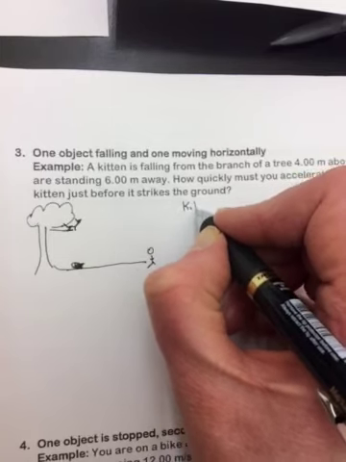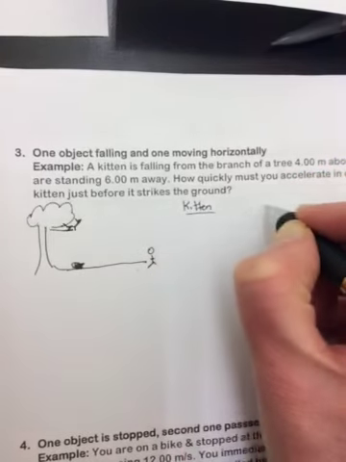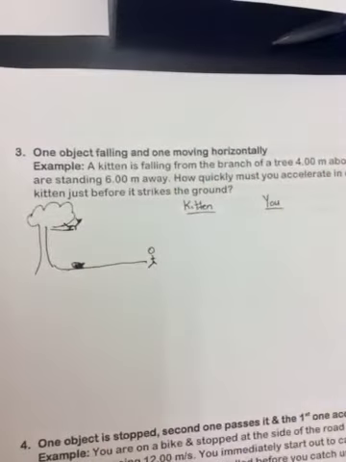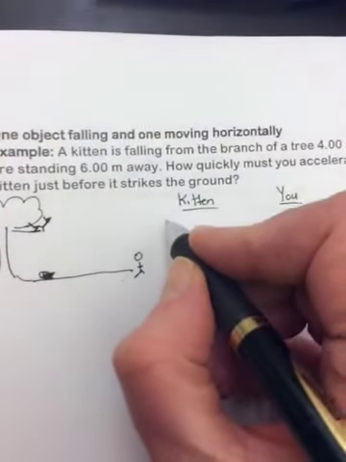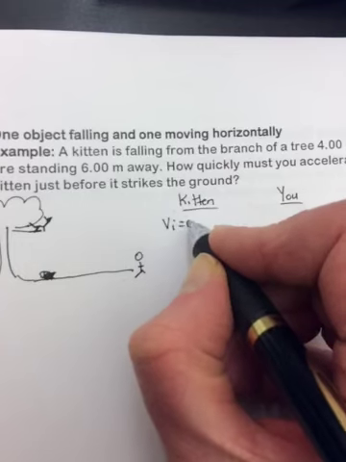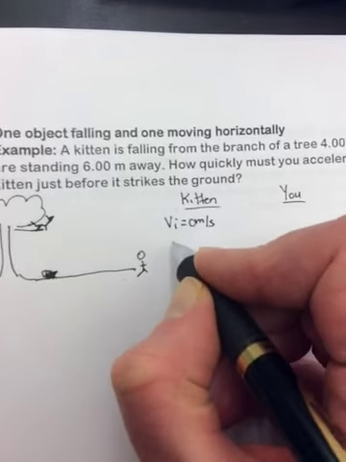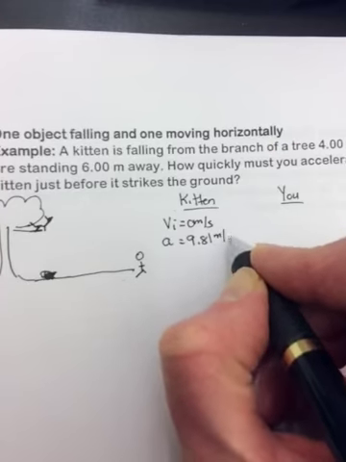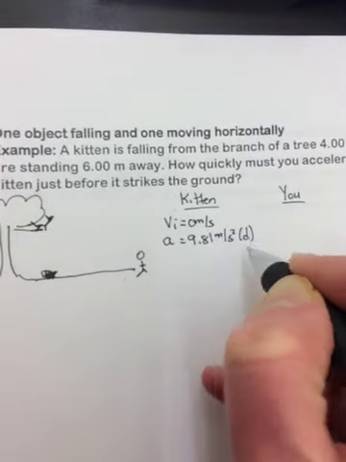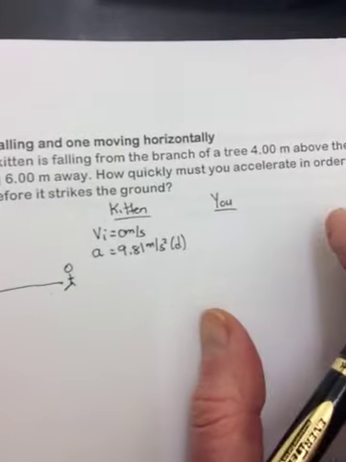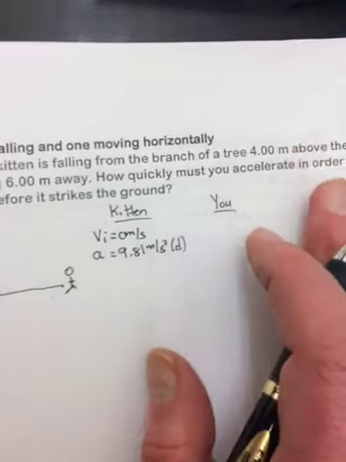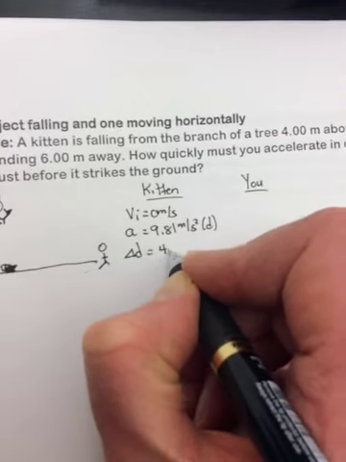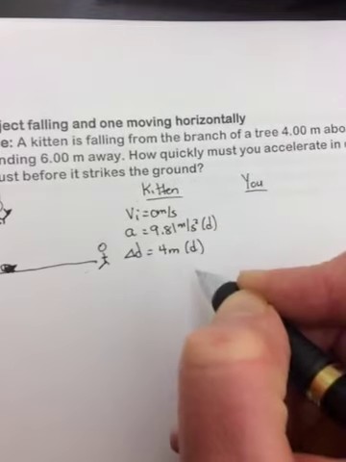There's the kitten and there's you. What do we know about the kitten? Well, the kitten's falling, so we know the VI must be 0. And it's falling, so we know its acceleration must be 9.81 meters per second squared, as it is on everything that's falling. And it says that the branch of the tree is 4 meters above the ground, so the kitten has a distance of 4 meters down to fall.